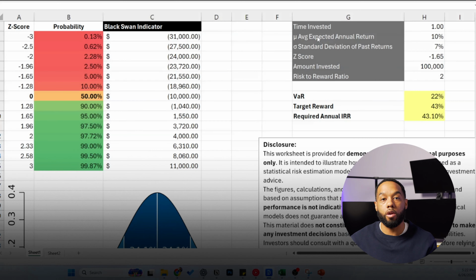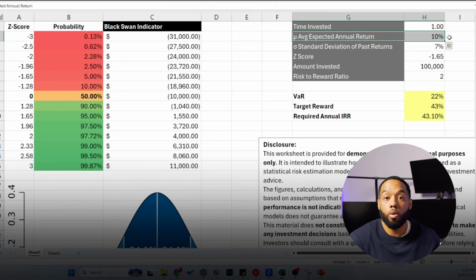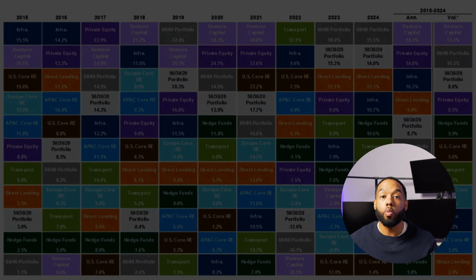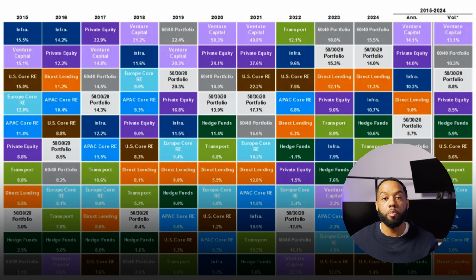So the first thing we want to start off with is we want to find the average return of the asset manager or the asset. Now, in the private markets, this information isn't always readily available for us to calculate the average returns over a span of time. So one thing we can do is we can look at the JP Morgan Guide to Markets. There's this quote page here that gives us the past returns for each alternative asset class.